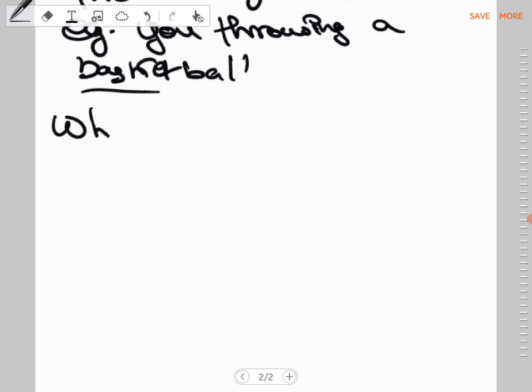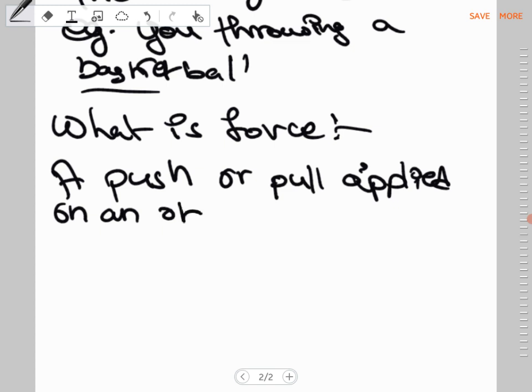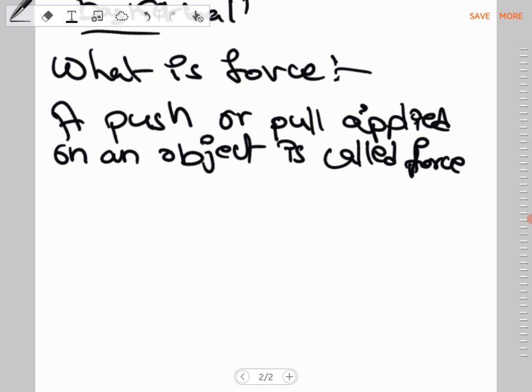What is force? A push or pull applied on an object is called force. Obviously, the example is going to be throwing a basketball again. Those who know, you know, but these are just the basic definitions of physics.